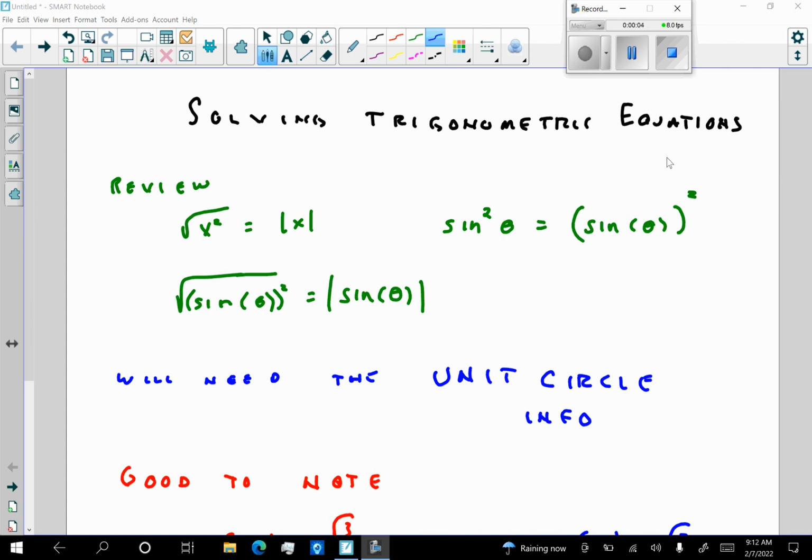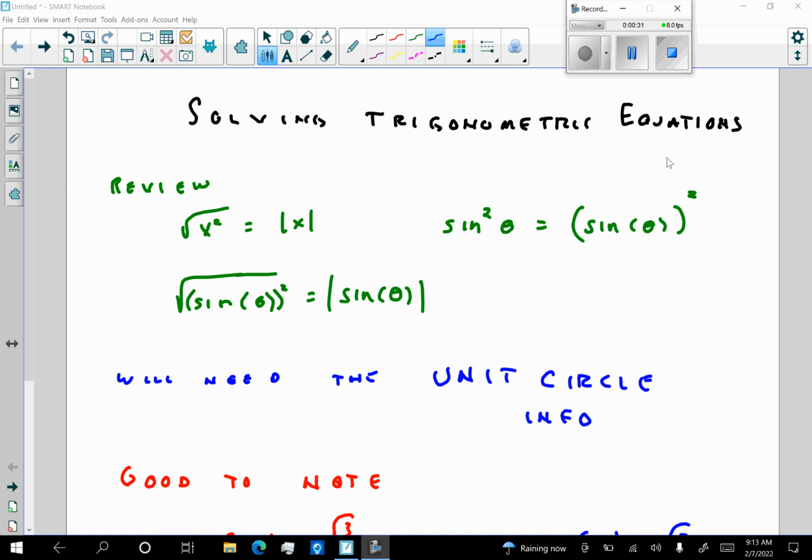Today we're going to solve some trigonometric equations. Before we solve them, we're going to have a little bit of an algebra review. I will tell you that half of what we do today is going to be solving simple algebra equations. And then we're going to have to reference the unit circle to solve these trigonometric equations.